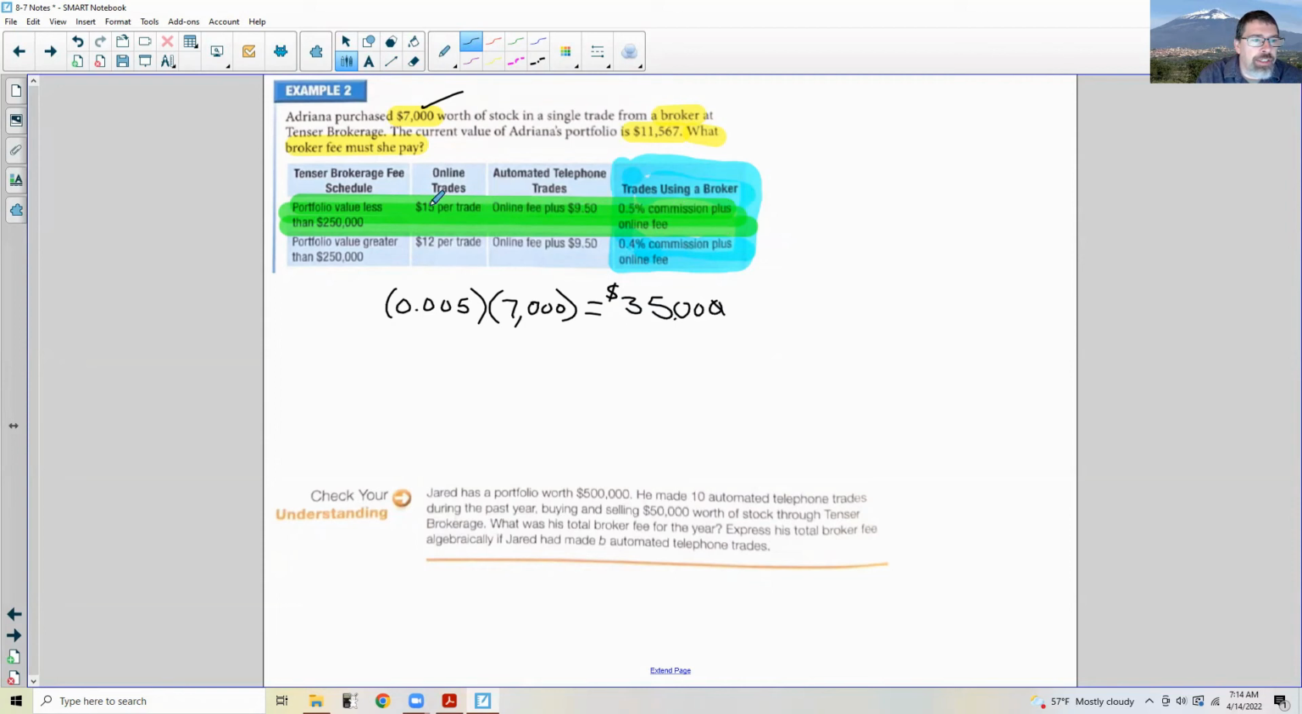So online trades, $15 per trade using a broker. So then we have to take this $15 per trade. She did a single trade. So we're going to add $15 to $35, and she paid $50 in commissions and fees.